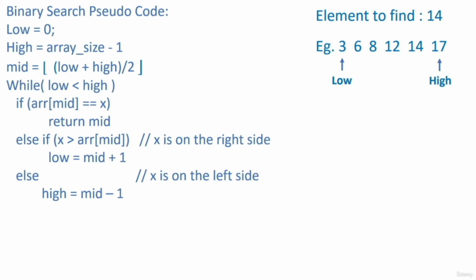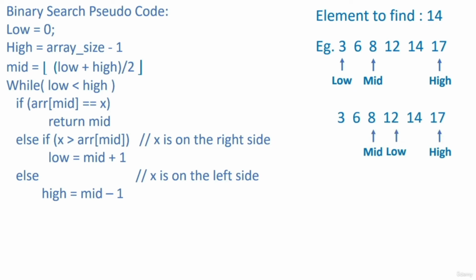Now to evaluate our mid, we will do 5 plus 0 divided by 2, that is 2.5, and if we take the floor of it, we will get 2. So our mid will be on the second index. Here we come to know that the element present at mid, which is 8, is less than 14. So according to our pseudocode, we will shift our low to mid plus 1. So here we shifted our low to mid plus 1.